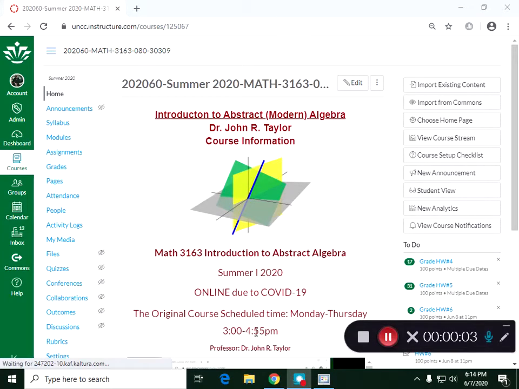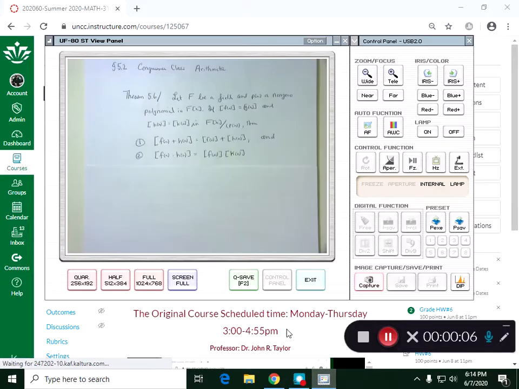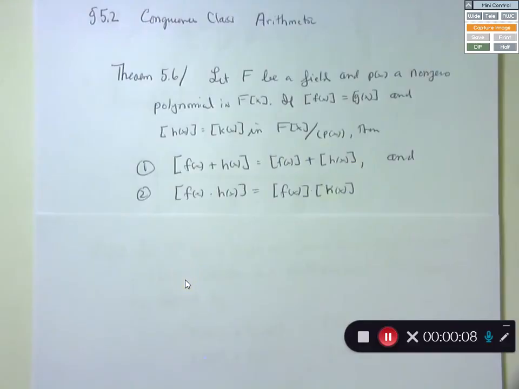Well, welcome back. We're now working in section 5.2, and 5.2 is congruence class arithmetic, really looking at that ring structure for F adjoin x modded out by p of x and those equivalence classes. But we have to define how to add and how to multiply to be able to create that ring structure. We got the elements of those equivalence classes because whatever p of x is, when you divide by p of x, the equivalence classes are the remainder polynomials, and it's always degree 1 less than the degree of p of x that you're modding out by.